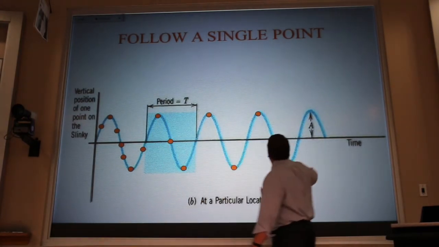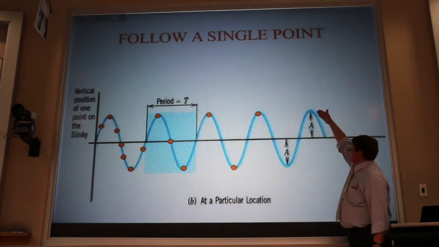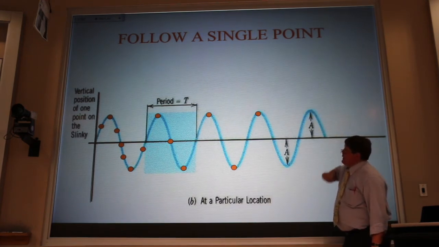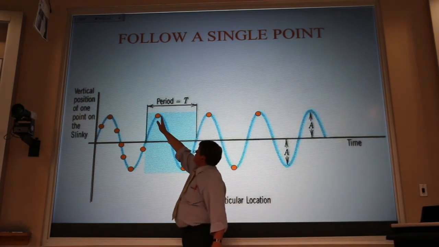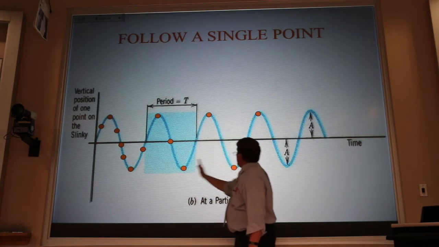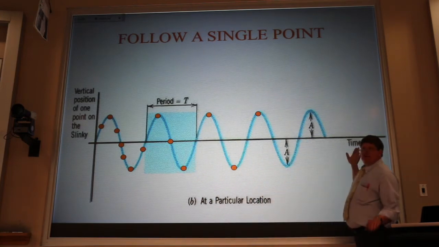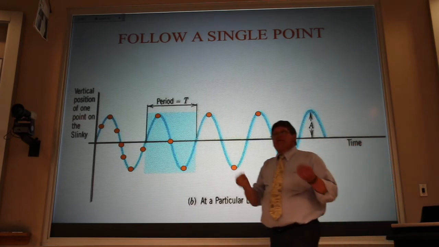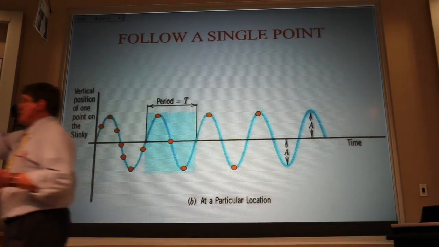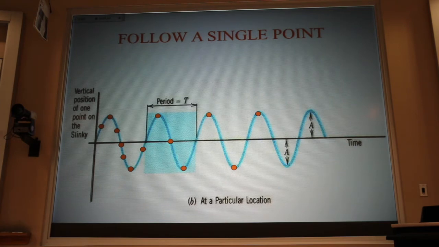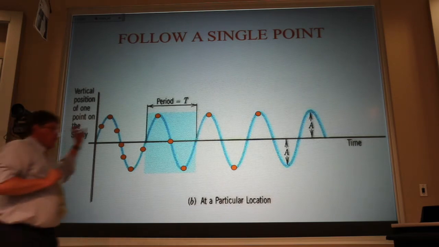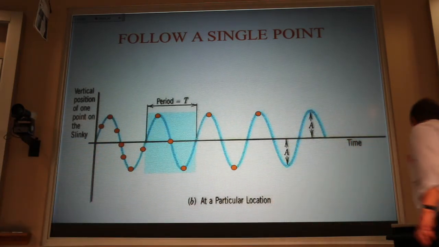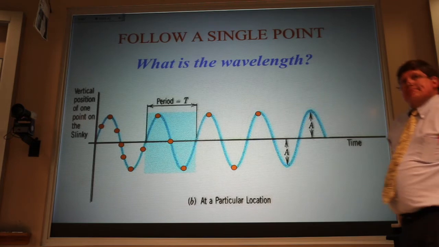Now again, the furthest we get away from equilibrium, we call the amplitude. In this case, from crest to crest, or from trough to trough, is measured in seconds. So it's the period, the time it takes for that one rod that we were concentrating on to make one complete oscillation. Okay? Now, where in this graph would I find the wavelength?